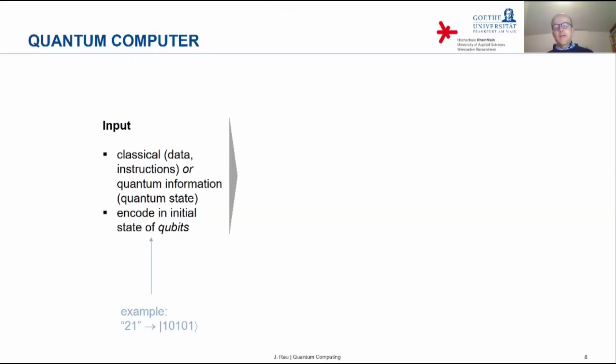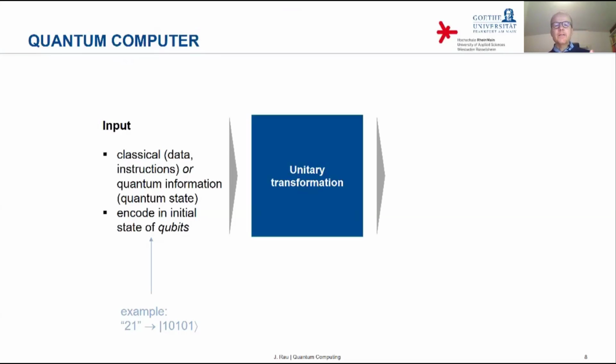But you can also input superposition states, and this is then true quantum information, and then the input is a qubit or multiple qubits in some superposition state. Now, this goes into the machine, and a quantum computing machine performs a unitary transformation on the qubits.